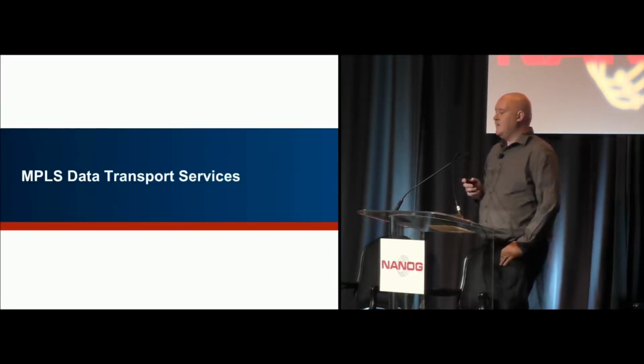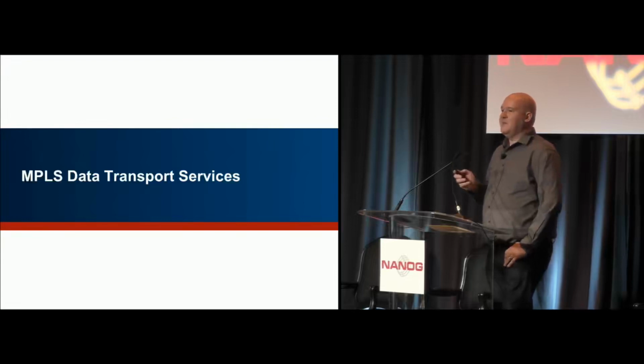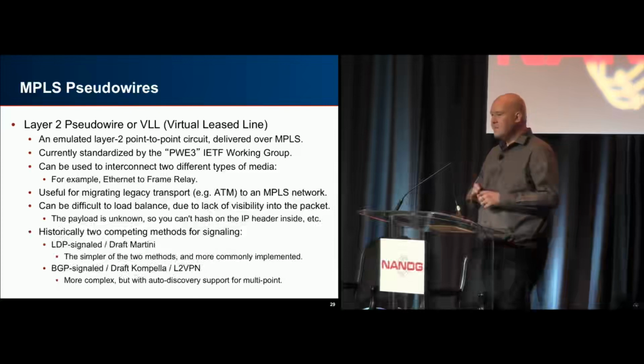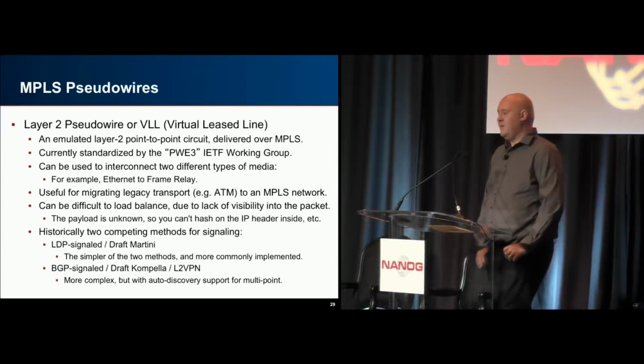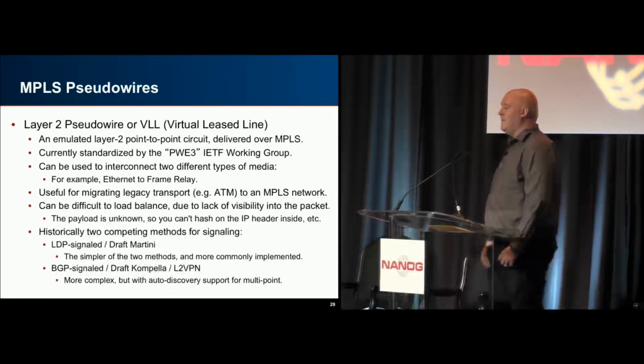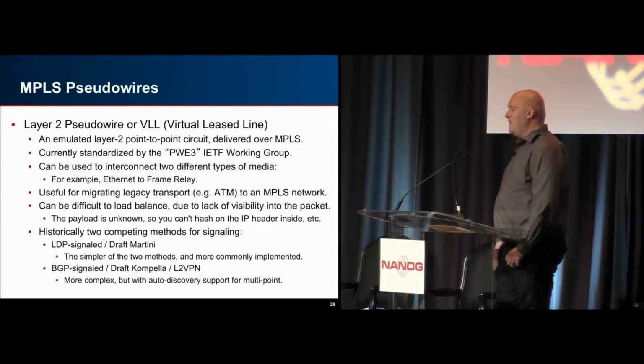So, MPLS data transport services. Remember I talked about the next big thing that you want to do with MPLS is provide VPN type services. So let's talk about a bunch of those. The simplest one that you'll see out there is something called a layer 2 pseudo-wire or a VLL. And this is a layer 2 point-to-point circuit delivered over MPLS.